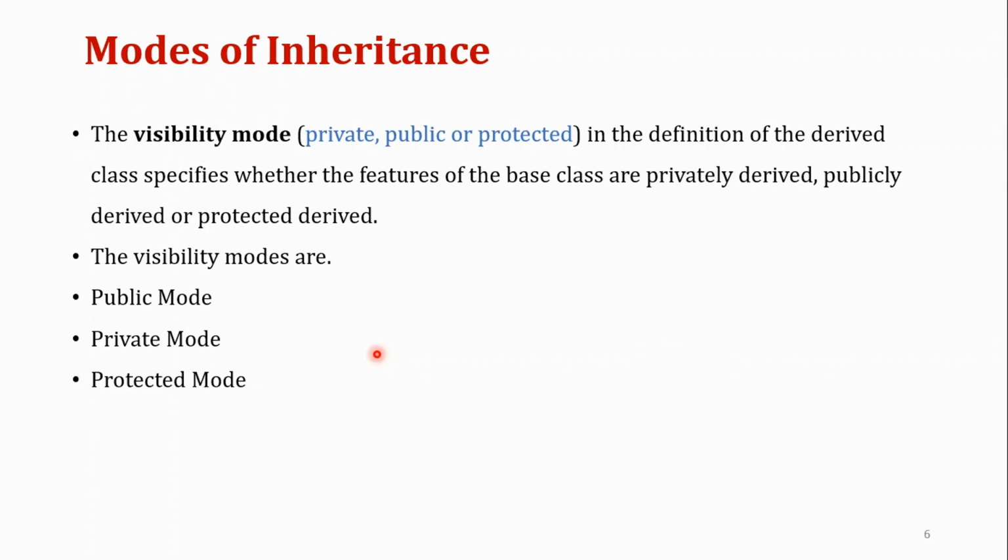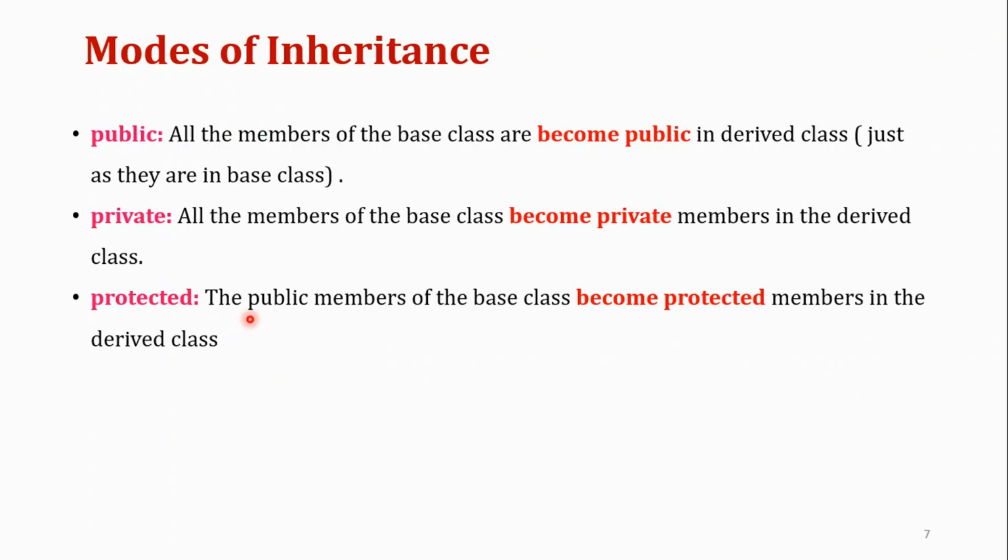Moving on to the modes of inheritance, or visibility modes of inheritance. We have three types: public, private, and protected. These are the three modes of inheritance, which decide whether the features of the base class are publicly, privately, or protectedly derived to the subclass. That is, in which mode you are inheriting the base class into the subclass. That is what the visibility mode, or mode of inheritance, means.